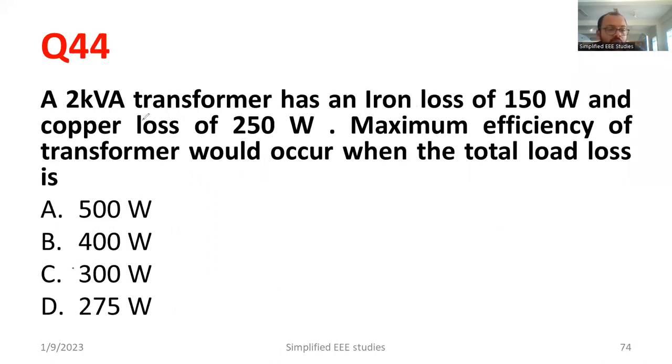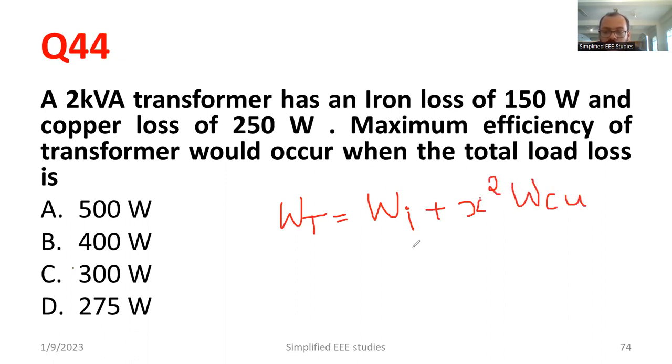So, another important numerical example. A 2 kVA transformer has iron loss of 150 watts and copper loss of 250 watts. Maximum efficiency of the transformer would occur when the total load losses are. So we can write W total is equal to iron loss Wi plus a fraction of load x square into WCU. Wi is nothing but iron loss, x is the fraction of load, WCU means copper loss. How to calculate x? x square is the ratio of iron loss divided by copper loss, Wi divided by WCU.